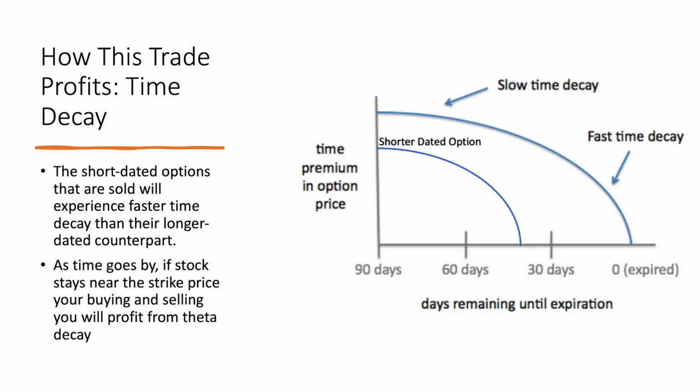Another thing I wanted to show was how theta decay affects the profitability of a calendar spread. So basically, here's the mechanism. The shorter dated options experience faster time decay than the longer dated counterpart. So you can see this is our back month option, the longer dated option, and this is our shorter dated option. It's going to experience a faster theta decay and it's going to exponentially drop off. As time goes by, if the stock stays near the strike price of the calendar spread, the shorter dated option is going to totally decay, and the longer dated option will decay a little bit, but it's going to hold a lot of its value. And that's how you get max profit, basically.